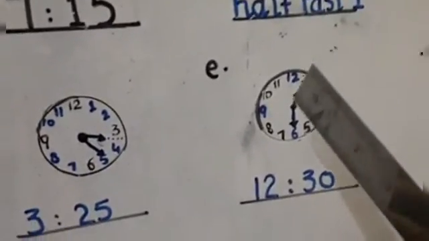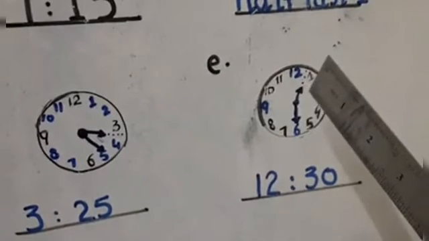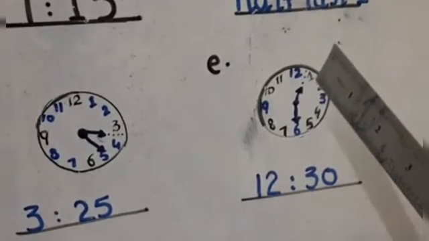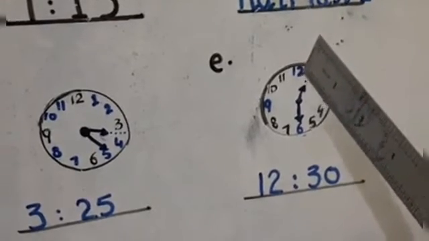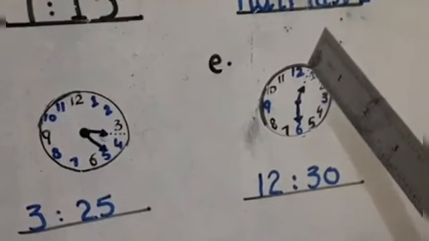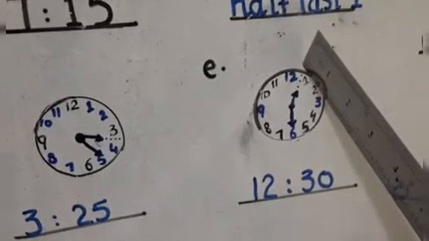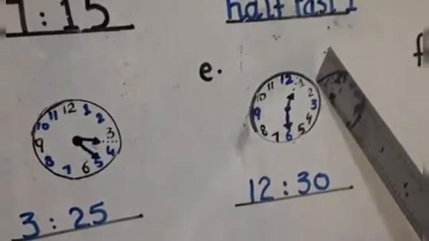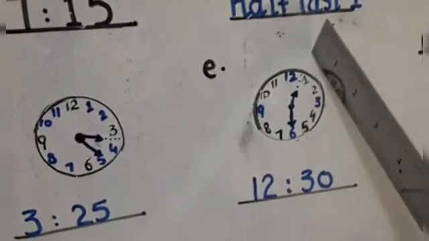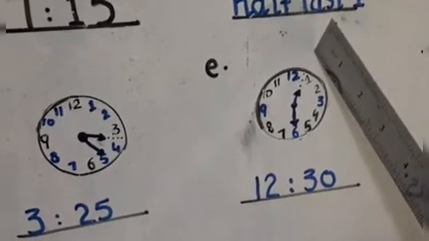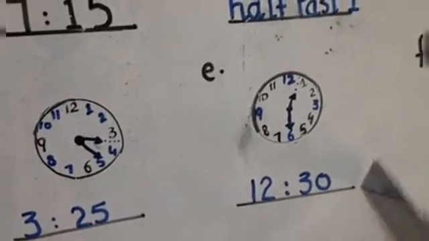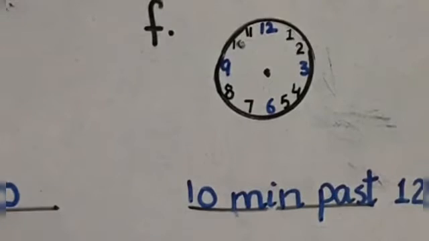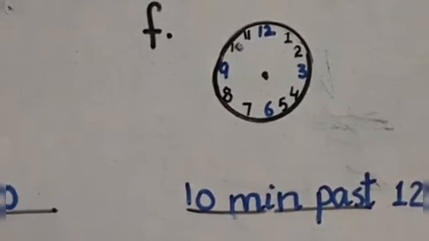So students, here again the hour hand will be, because 12 are 12:30. Okay, 12 is also past half. So we will do the half of the 12, 12 and 1. Okay, so the hour hand will be between 12 and 1. So that is 12:30.